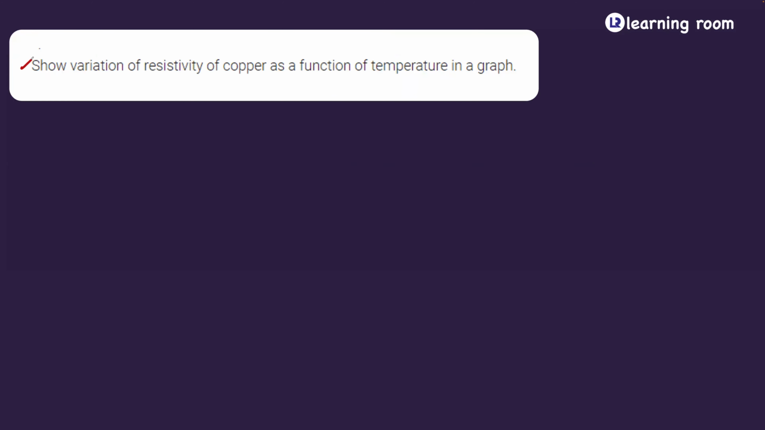Show the variation of resistivity of a copper as a function of temperature in graph. It's not a problem actually, it's a theory-based question. You have your textbooks. So go to page 140, I think. That's what the previous batch told. Go to page 140 and see the graph.